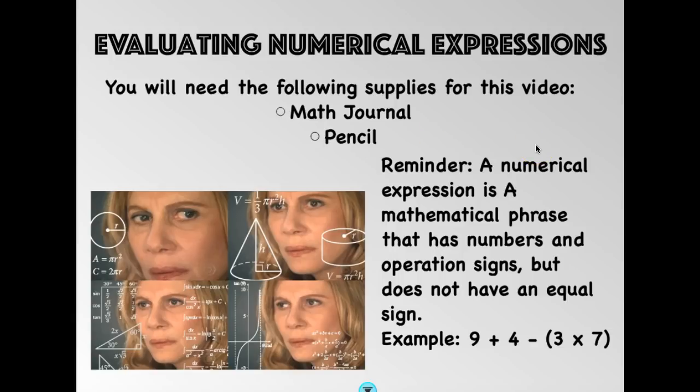All right, also before we get started, just a quick reminder of what a numerical expression is. So we talked about this a couple of days ago, but a numerical expression is a mathematical phrase that has numbers and operation signs, but does not have an equal sign. So an example of that is 9 plus 4 minus 3 times 7. So we have parentheses, multiplication, subtraction, addition, and we have numbers, but we do not have an actual equal sign. So today we're going to talk about how we evaluate something like this.